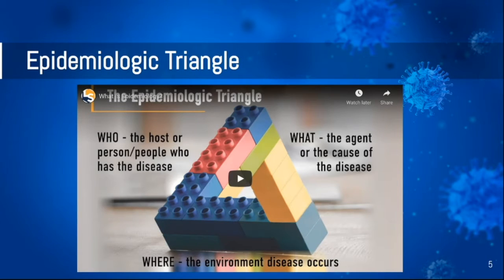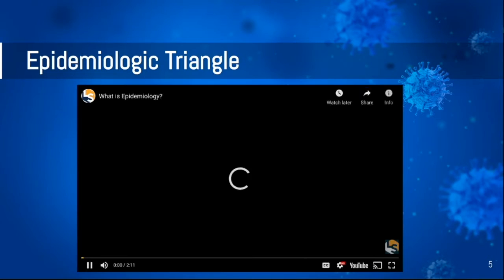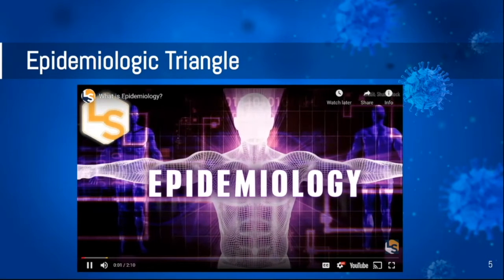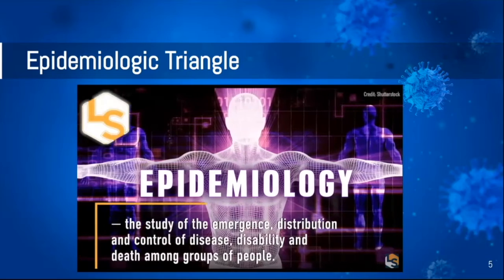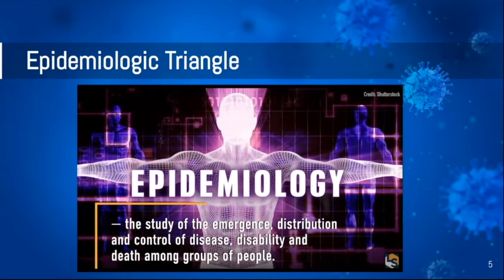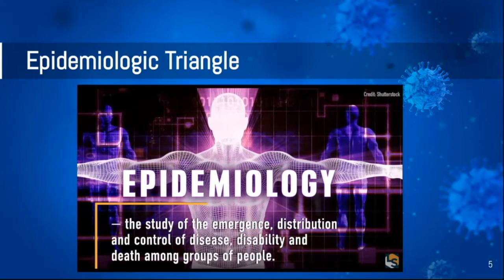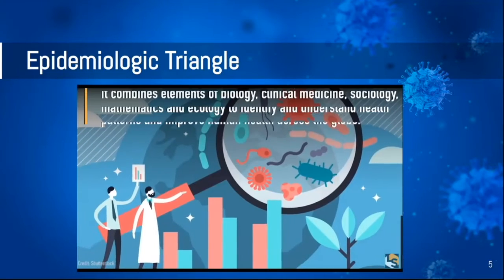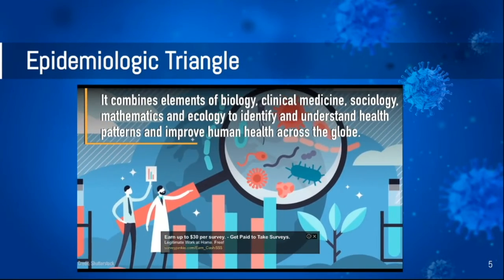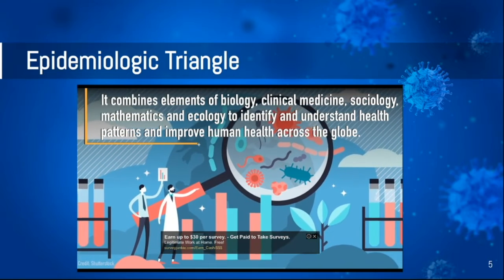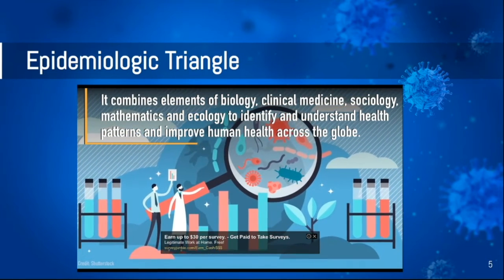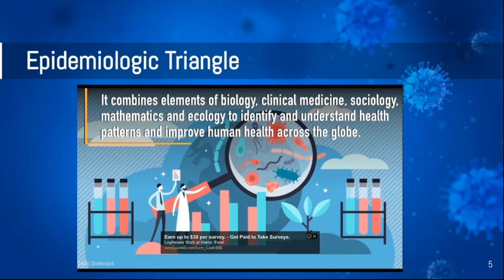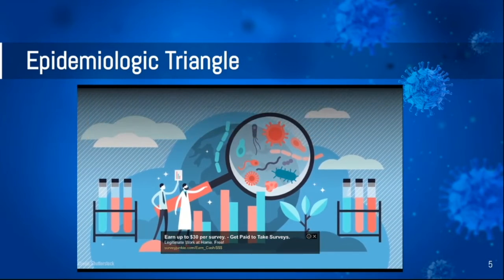And then here we're going to go over the epidemiologic triangle, and this is really important for our discussion. Epidemiology is the study of the emergence, distribution, and control of disease, disability, and death among groups of people. It's a field that combines elements of biology, clinical medicine, sociology, mathematics, and ecology to identify and understand health patterns and improve human health across the globe.